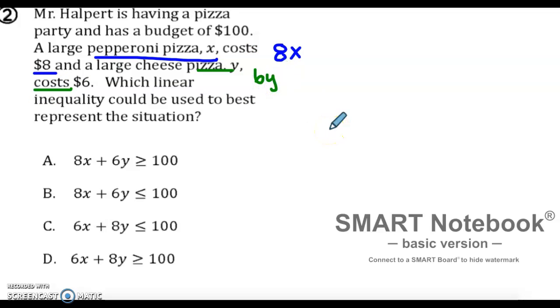Which linear inequality could be used to best represent the situation? So he has $100, which means his total, however much money he spends, it cannot be more than $100. So again, we're going to have that less than or equal to symbol. So let's see what we have here. It's $8 per pepperoni pizza, so 8x, because we're buying pepperoni pizzas.